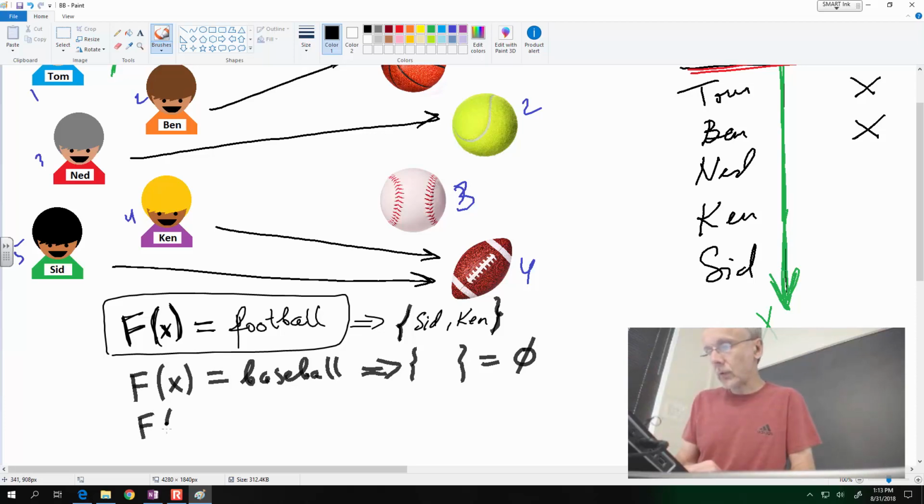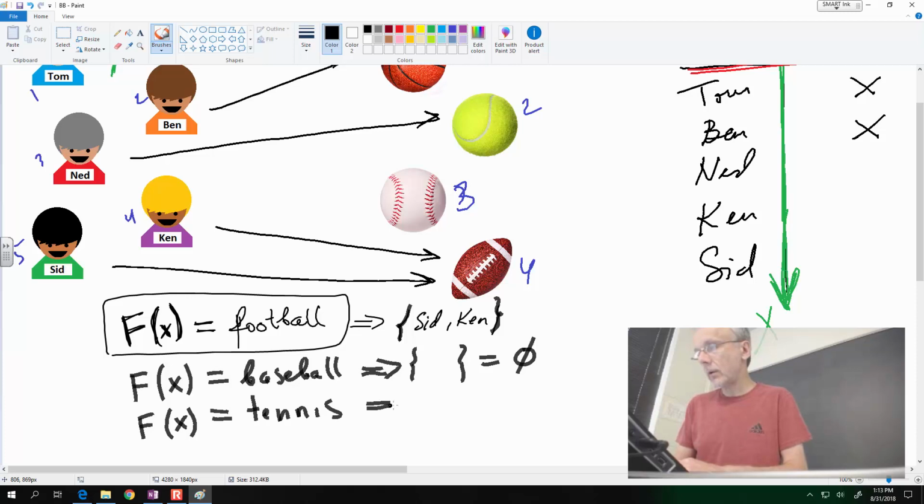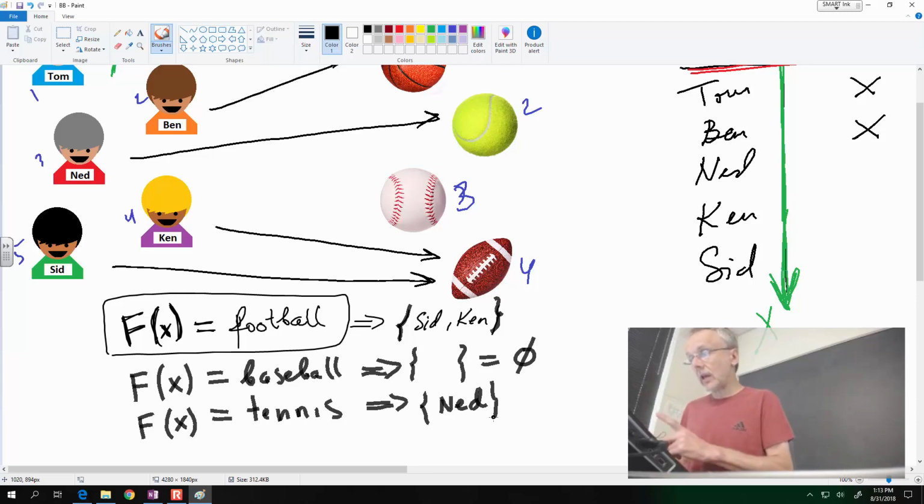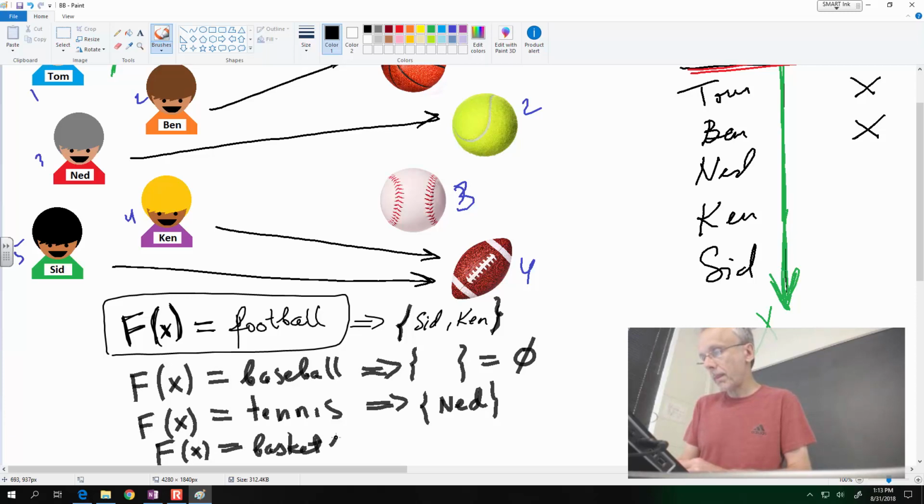Okay, so since we started with this, let's just solve all the possible equations that are available. Moving up, I have my tennis here. So the solution is Ned, one. Even though there's only one answer, I still put it in brackets to indicate that this is the solution set, and I have found it. And finally, the basketball: f of x is equal to basketball, and the answer for x is Tom and Ben.